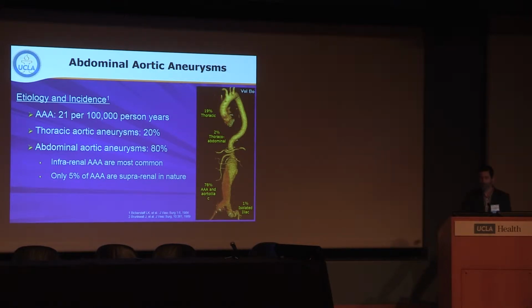By way of introduction, obviously abdominal aortic aneurysms are something that we deal with quite a bit as vascular surgeons. The incidence of aneurysms in the abdominal aorta is roughly 21 per 100,000 person years. Of these, the vast majority are infrarenal in nature, or specifically abdominal rather than thoracic. About 20% of aortic aneurysms are in the thoracic aorta. About 80% are in the abdominal aorta, and most of these, as I mentioned, are infrarenal, with only about 5% being suprarenal or juxtarenal.